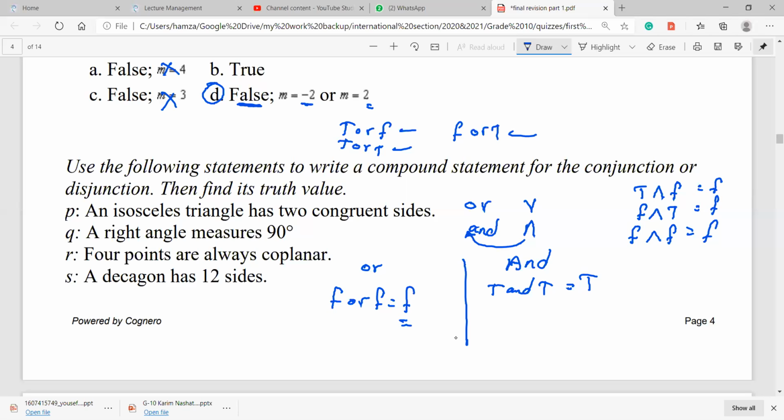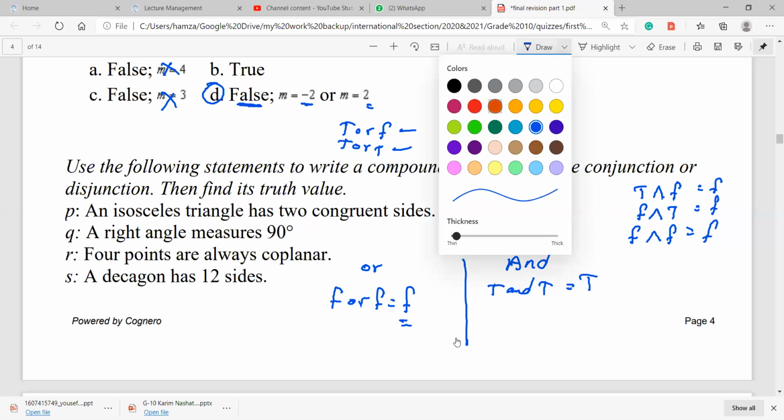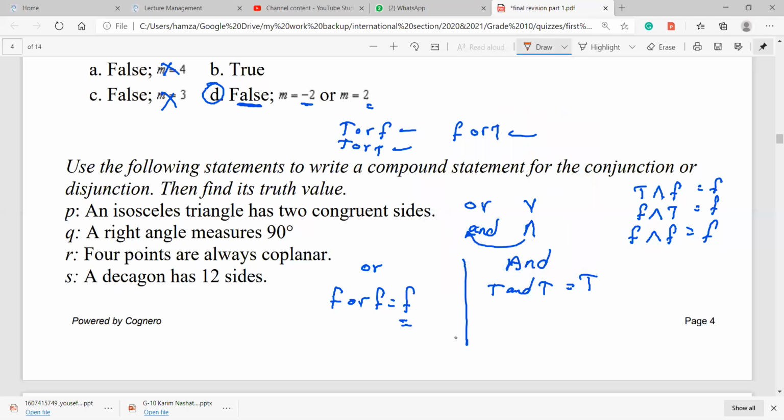This is the only case that makes or false. Now let's read. He gave you a simple sentence like this. Before we start solving it, we want to check whether these statements are true or false, or write the truth value for each statement. The first one, an isosceles triangle has two congruent sides. That's right, so statement P is true. A right angle measures 90 degrees. So statement Q, true or false, guys? True.